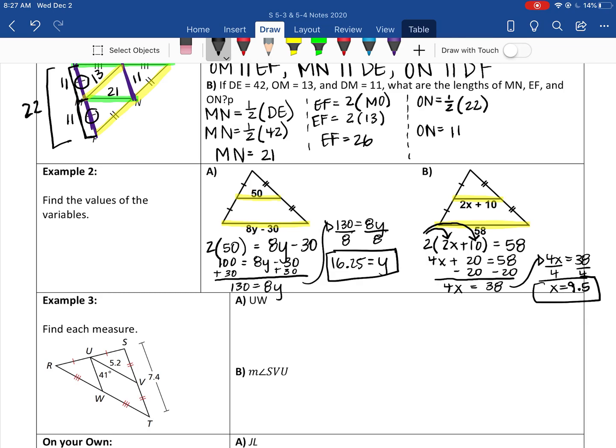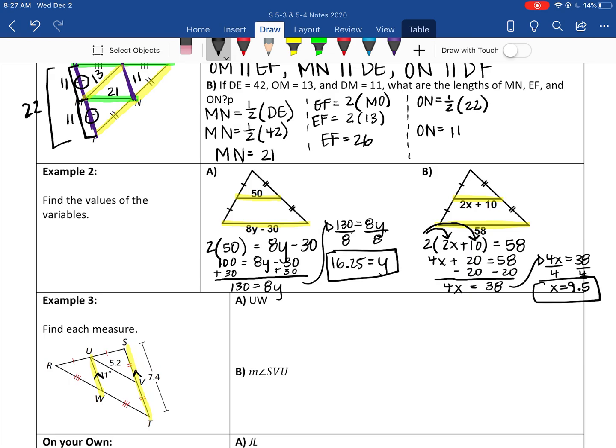All right, last thing you're going to learn about with midsegments is angle measures. All right, so let's first do part A. It says find the measure of UW. So I want to find UW. Okay, well, the side that corresponds or is parallel to UW is ST. So these two sides are parallel to each other.